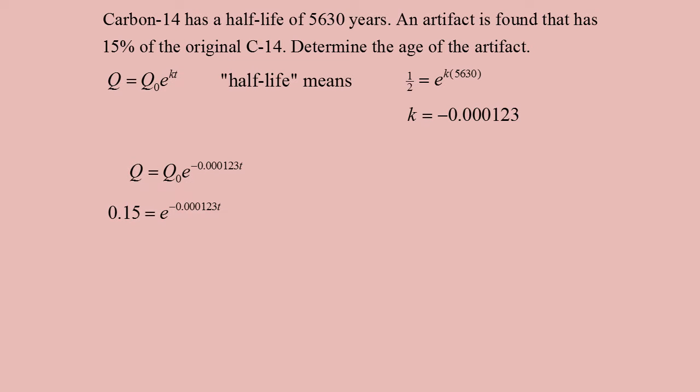So we just want the quantity Q to be 15% of the quantity Q0. So one logical choice for that would be a 1 for the Q0 and a 0.15 for the Q. And so solving for t, we end up with the age of the artifact.